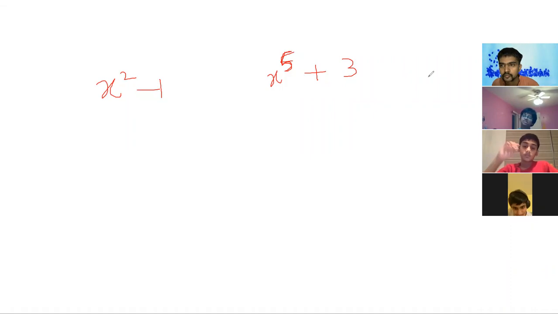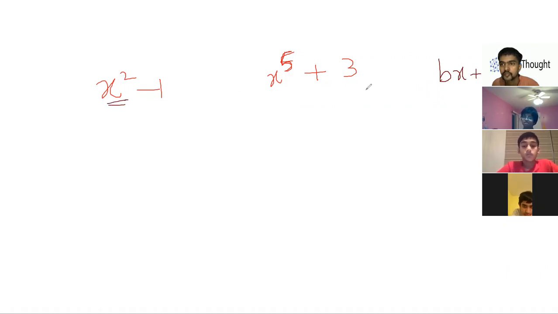The guys that would show up would probably be something less than x squared, because you can still pull out any x squared or above. Less than x squared, so x can also show up, right?